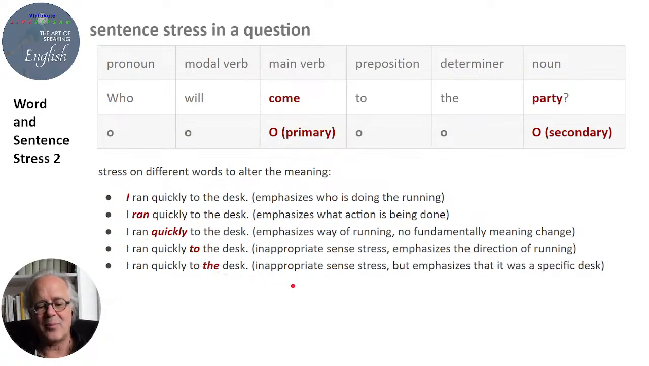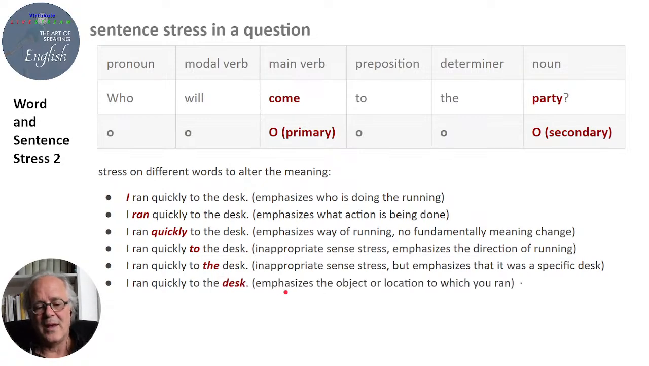Okay, this is like our example. I ran quickly to the desk. Also, this is inappropriate, but it emphasizes that it was a specific desk. The desk. If I really want to emphasize it, even though there's no vowel here, I could say, I ran quickly to the desk. That one, the one that I was supposed to. I ran quickly to the desk. This emphasizes the object or the location to which you ran. And so we have the idea of the word stress in all cases.